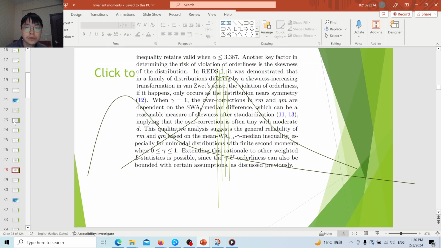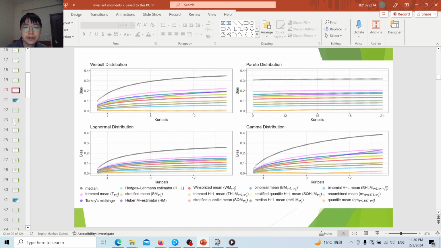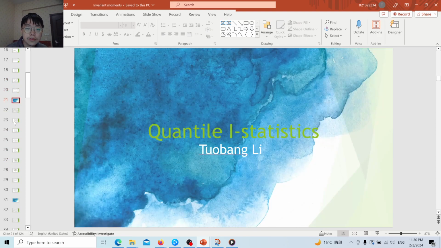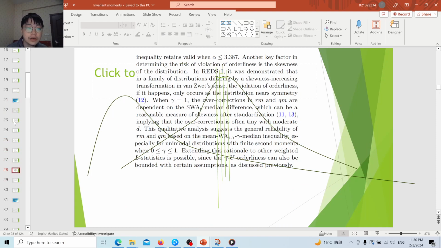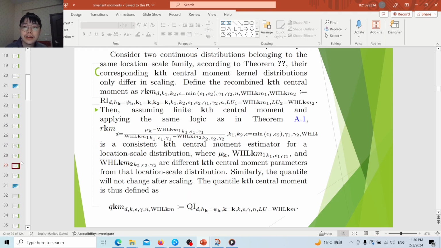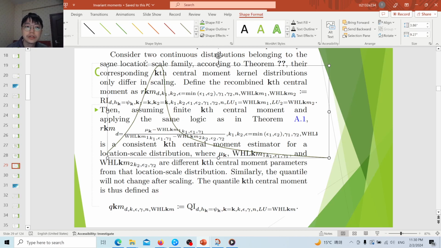So it is of course not the best choice. The trimmed mean, or the median, might be better. But this will still return a relatively not very bad result. The reason I consider this trimmed quantile I-statistics is that we already converted the estimation of central moments into estimating the location of a central moment kernel distribution. So this is the central moment kernel distribution. You're just estimating this location, and then you can get the result.